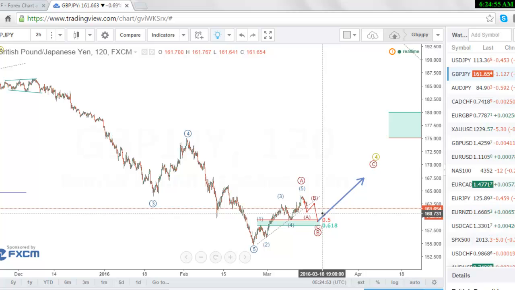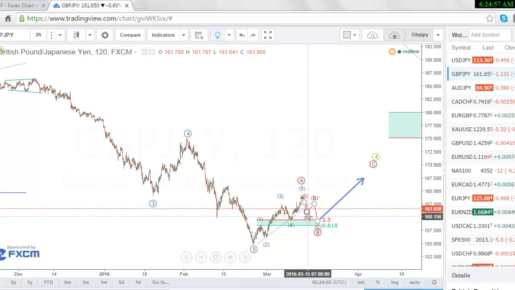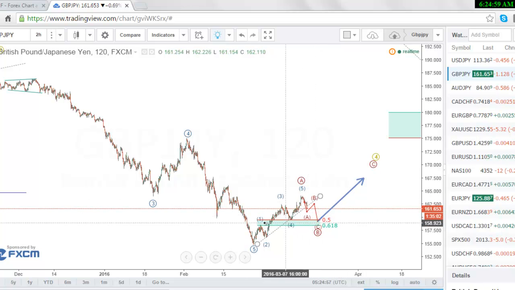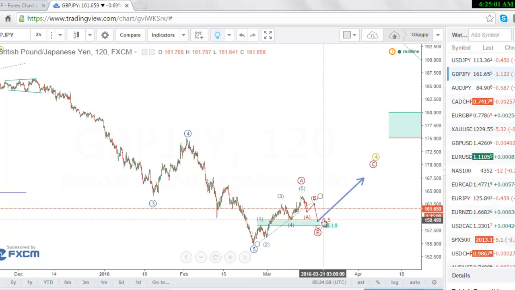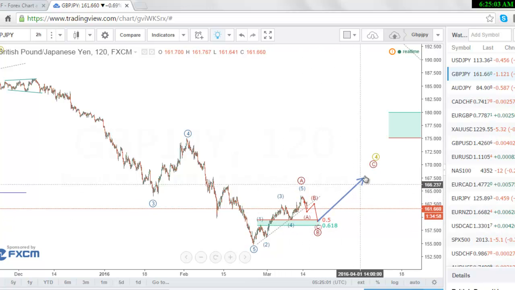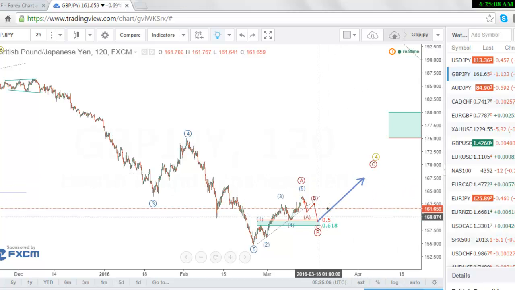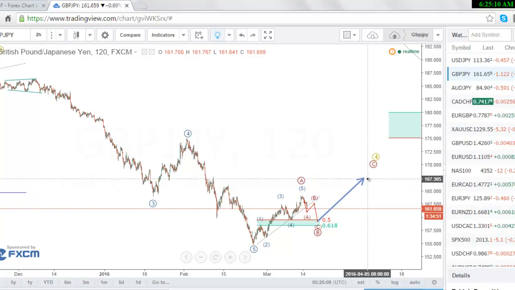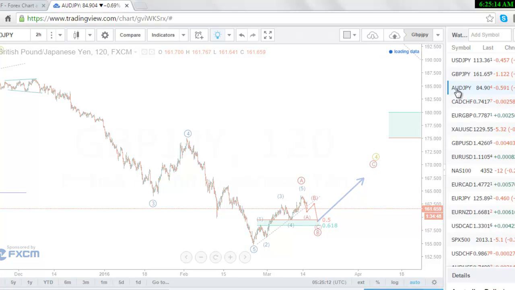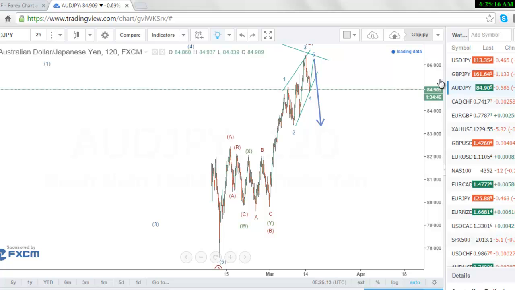So that is it about GBP. In GBP, we're expecting a 3-wave dip, and price bounces off this level, and then we can trade the expected multi-wave 5-wave structure that follows. And the next one I'm going to be showing you is the Australian dollar Japanese yen.